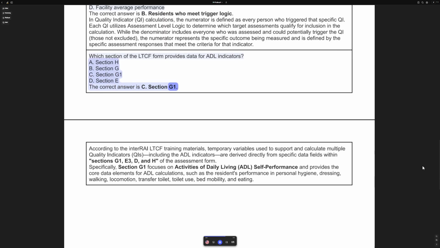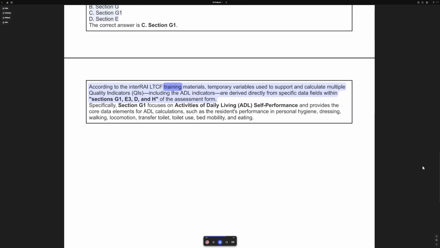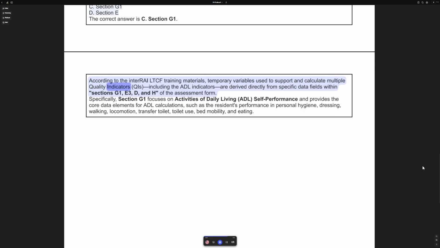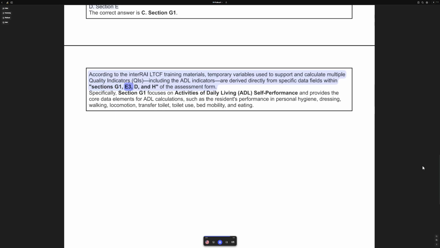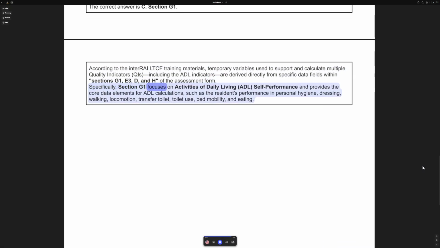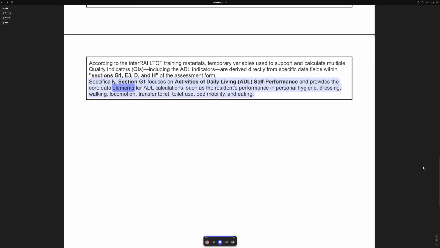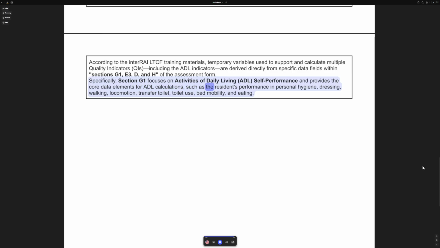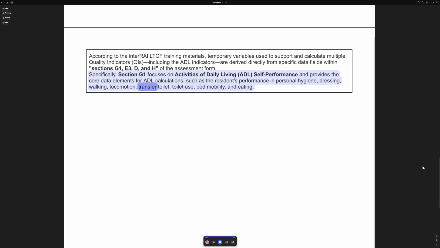Section G1. According to the interRAI LTCF training materials, temporary variables used to support and calculate multiple quality indicators, QIs, including the ADL indicators, are derived directly from specific data fields within sections G1, E3, D, and H of the assessment form. Specifically, Section G1 focuses on activities of daily living, ADL, self-performance, and provides the core data elements for ADL calculations, such as the resident's performance in personal hygiene, dressing, walking, locomotion, transfer toilet, toilet use, bed mobility, and eating.